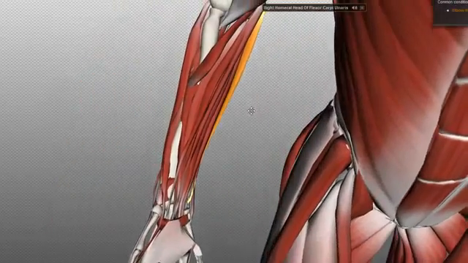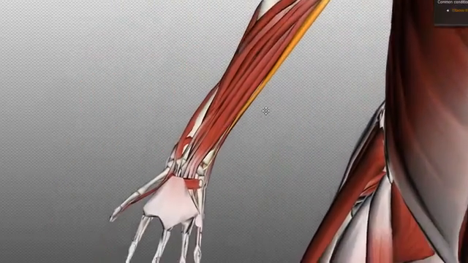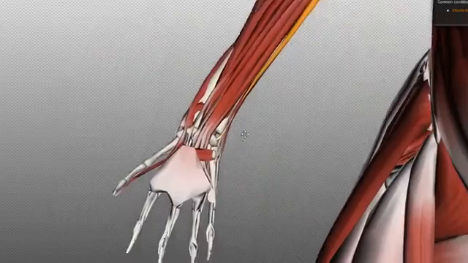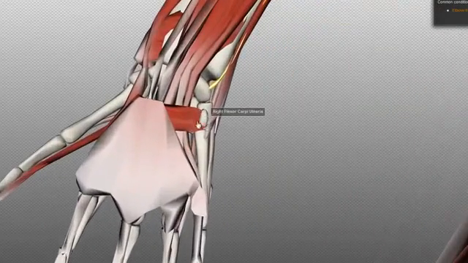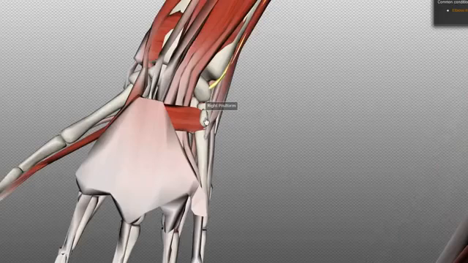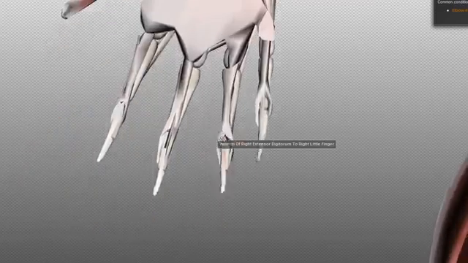So what this muscle does is it runs down and it inserts at the wrist down here. It's not very clear on here, but it inserts on this little bone here, the pisiform bone, and this bone has ligaments which attach to this metacarpal, so this fifth metacarpal bone.